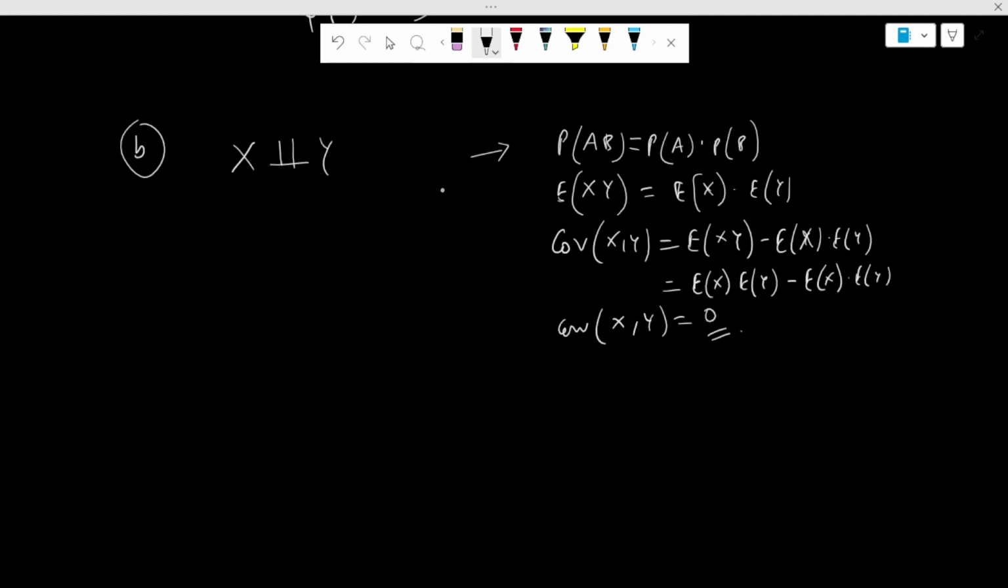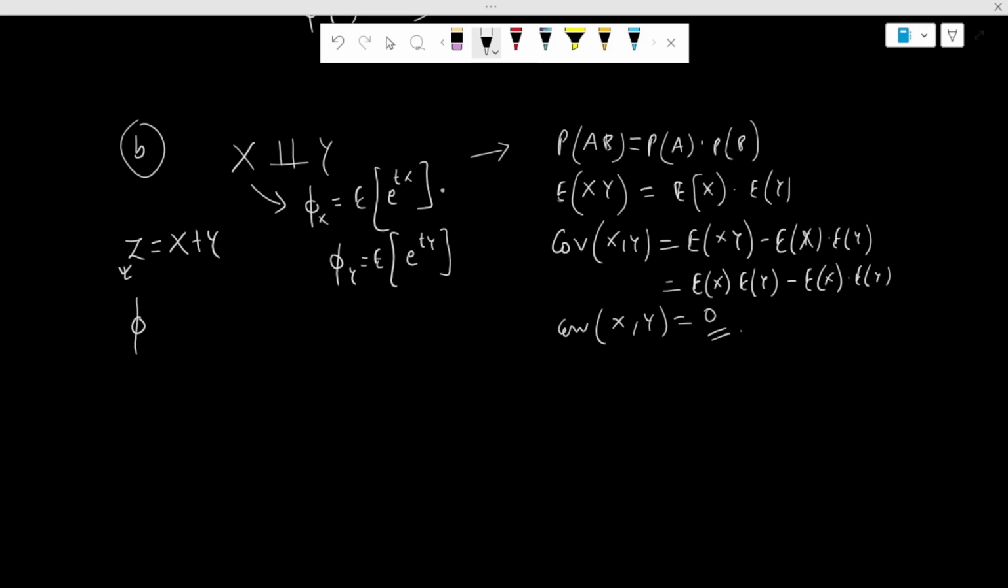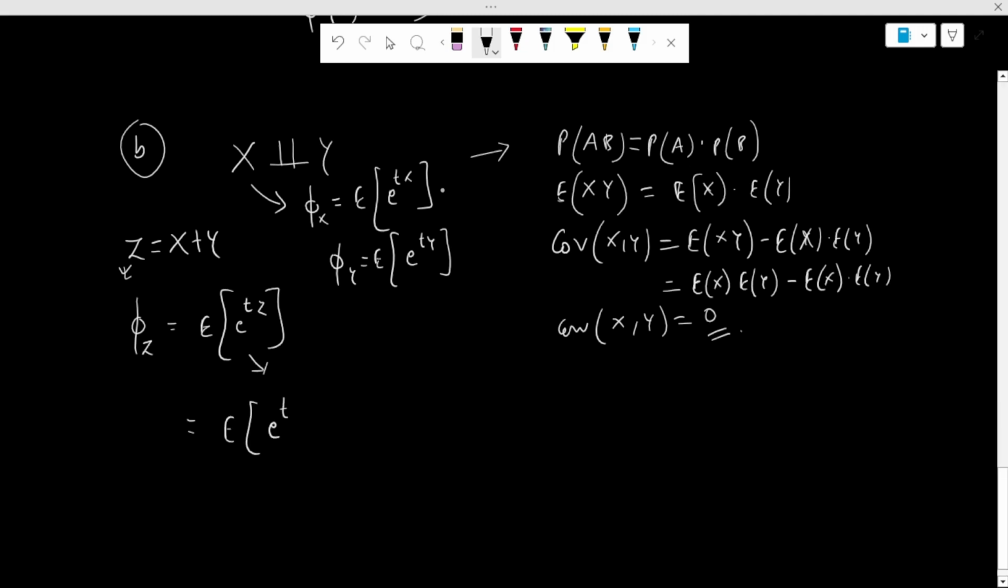Now let us see what happens. We are going to create a random variable x plus y, let us say it is equal to z. So we have the moment generating function for the random variable x, and similarly the moment generating function for the random variable y. What is the moment generating function of z by the same principle? Let us expand this and see what happens. Z is equal to x plus y.